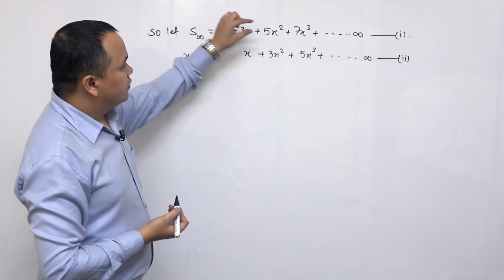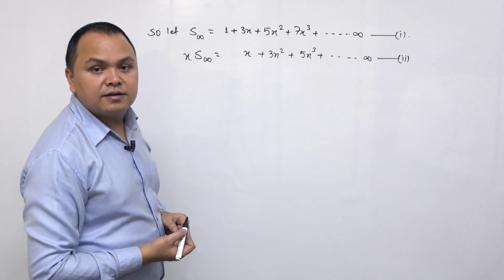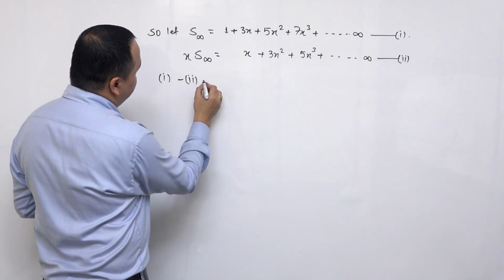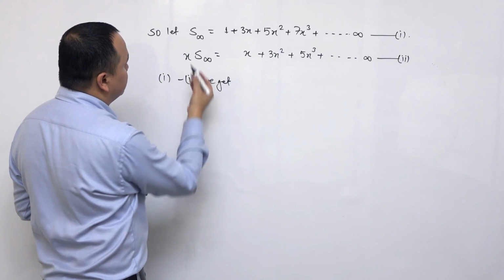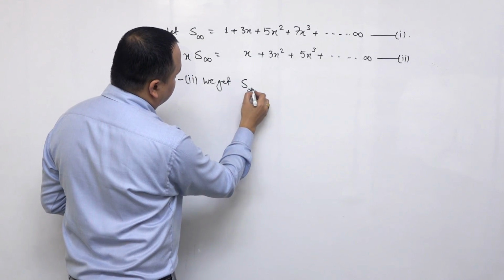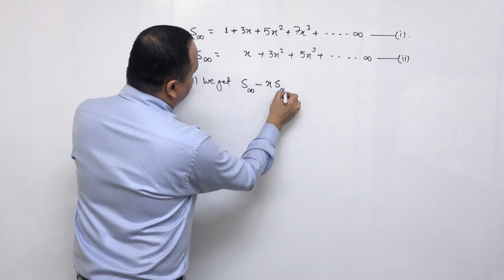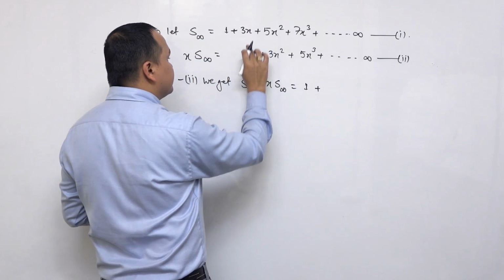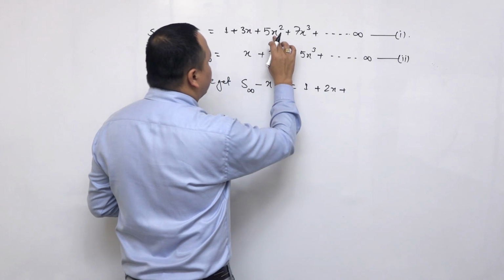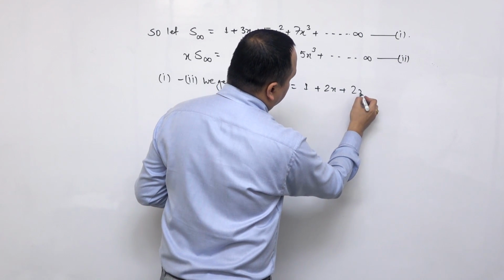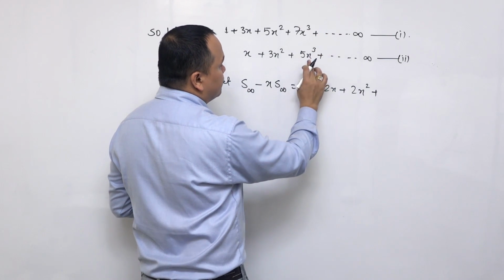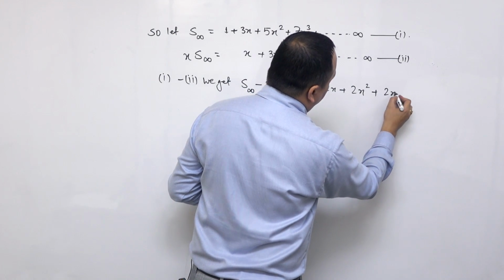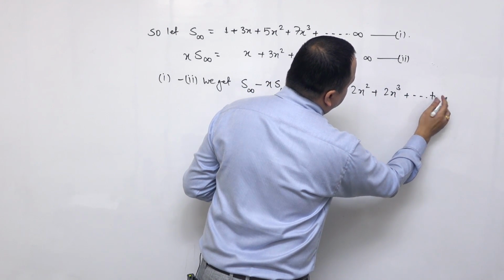Now, equation I minus II, subtracting II from I, we get S infinity minus x times S infinity, which is equal to 1 plus 3x minus x, that is 2x, then 5x square minus 3x square, 2x square, then 7x cube minus 5x cube, 2x cube, plus dot dot dot to infinity.